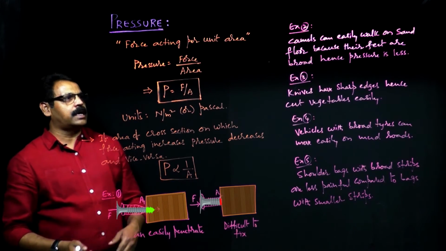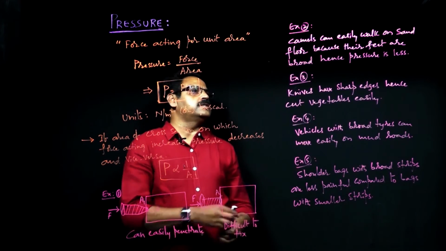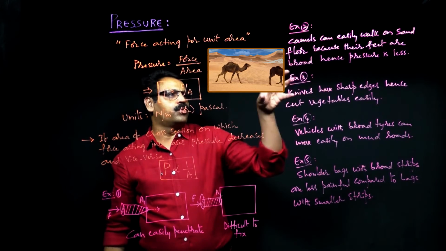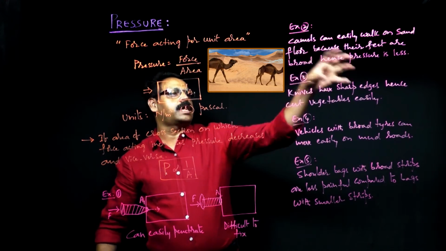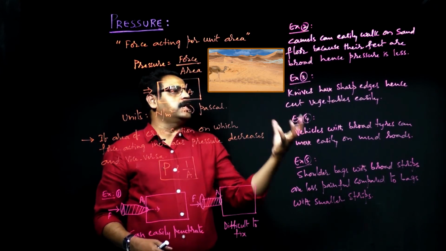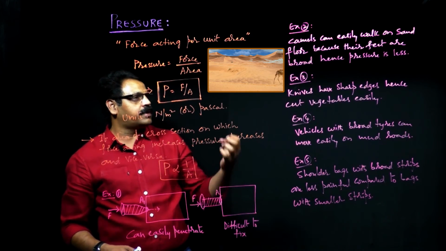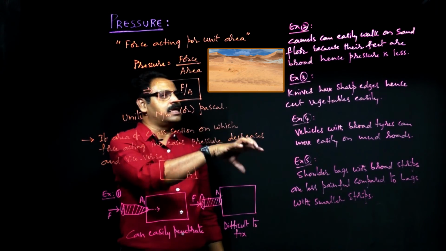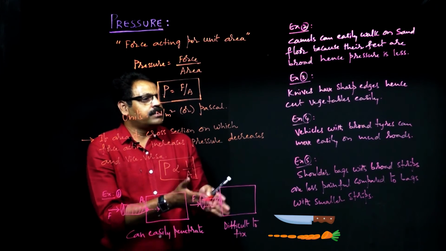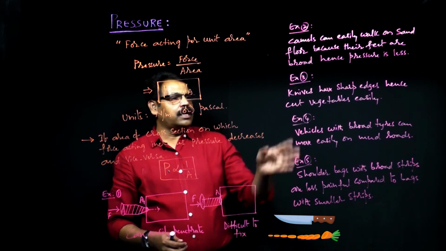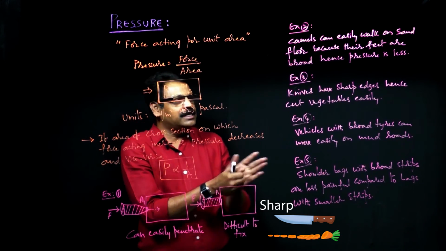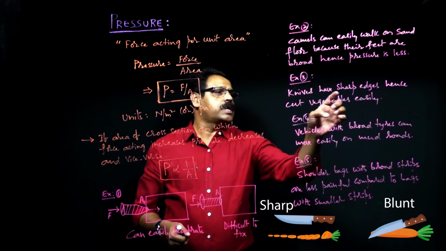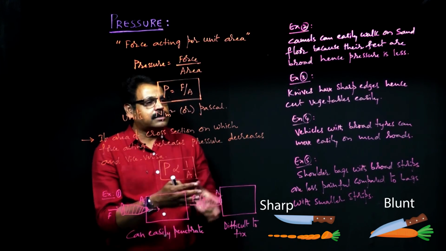Similarly, you can consider other examples. See, in deserts, generally, you can see the camels easily walk. They can easily walk on the sand floor. In deserts, generally, you have sand. So on sand, camels can easily walk because their feet are broad compared to our feet. That is the reason for us it is difficult to walk on the sand floor, whereas camels can easily walk because pressure is less. Similarly, when you are cutting vegetables in your kitchen, you can see the knives. Knives with sharp edges can easily cut the vegetables. If your knives are blunt, then you cannot cut the vegetables that easily. So knives have sharp edges so that vegetables can be cut easily.